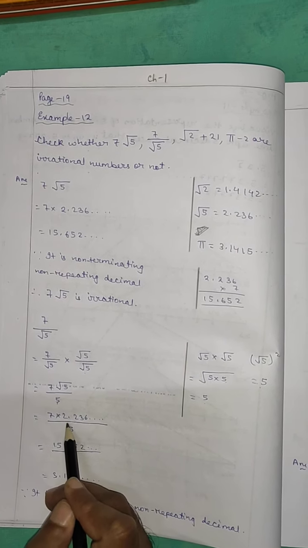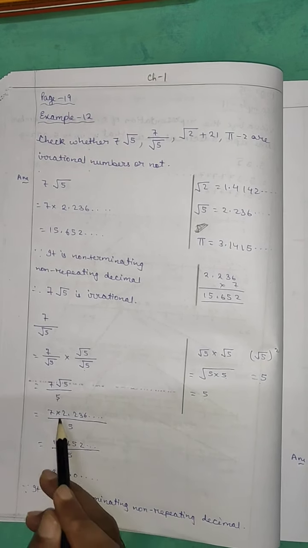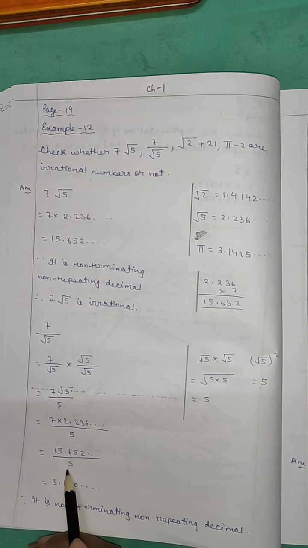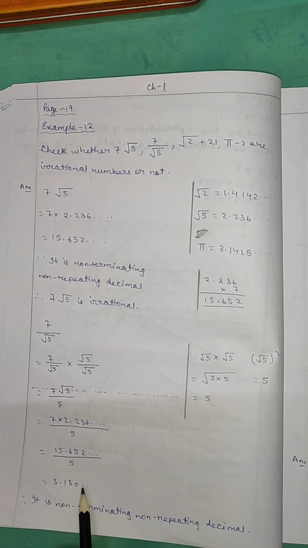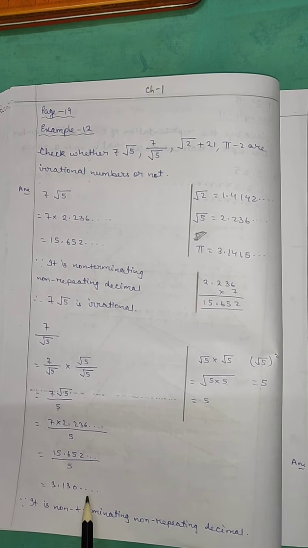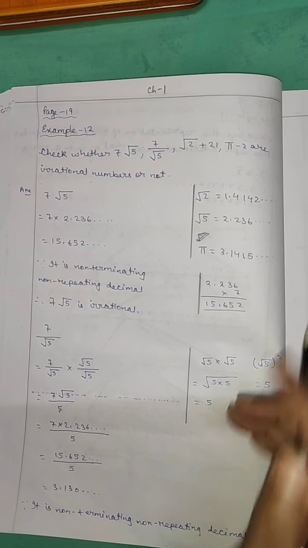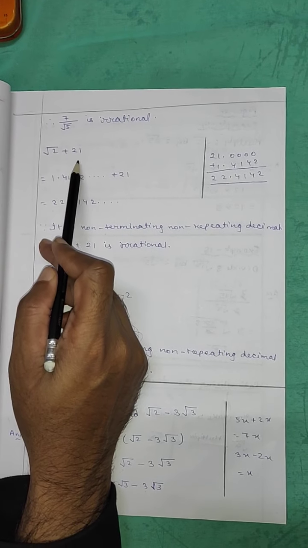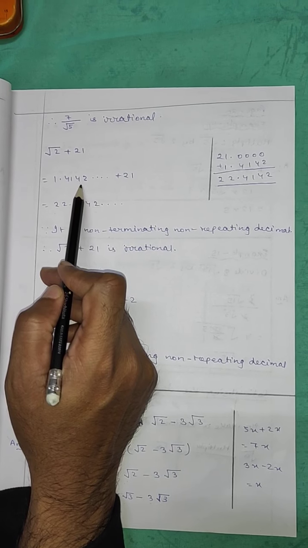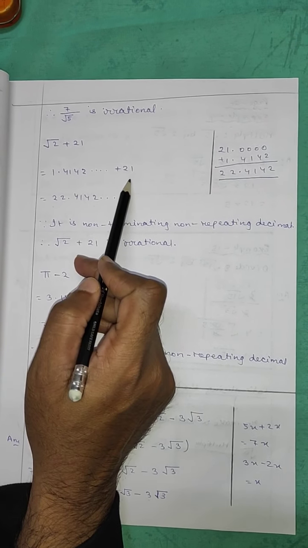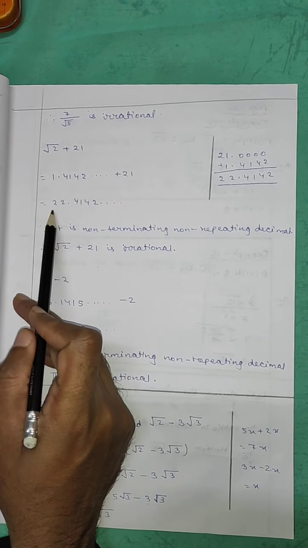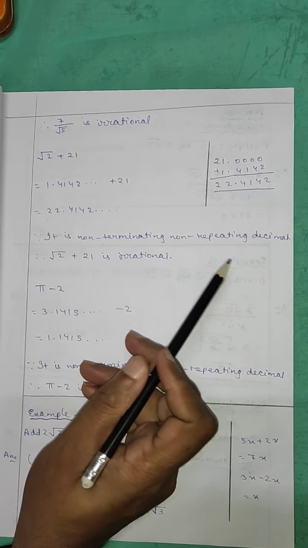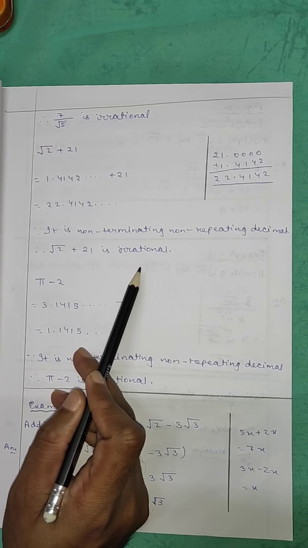Root 5 value you can put 2.236 dot dot, multiply, 15.652 dot dot dot, divide by 5, you will be getting 3.130 dot dot. This also is a non-terminating, non-repeating decimal. So 7 by root 5 is an irrational number. Now root 2 plus 21. Root 2 value is this one. Already I told you to memorize it. Plus 21. Addition is done here. Answer is 22.4142 dot dot. This also is a non-terminating, non-repeating decimal. So it must be an irrational number.